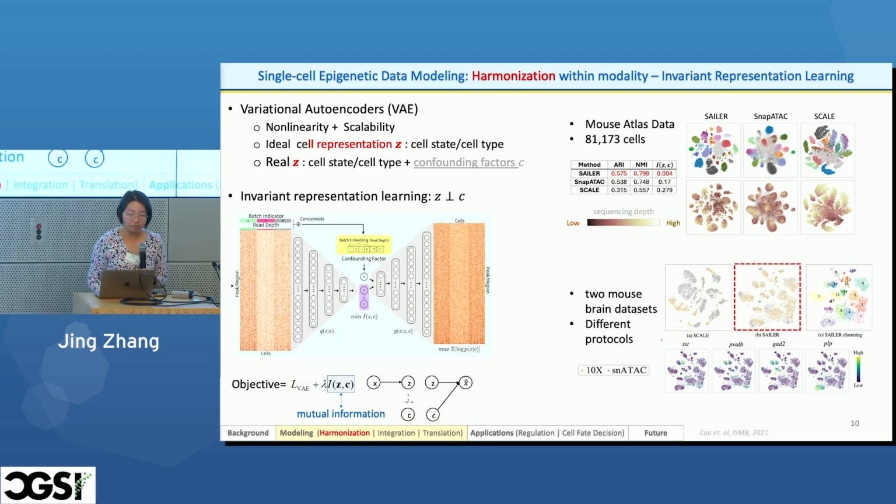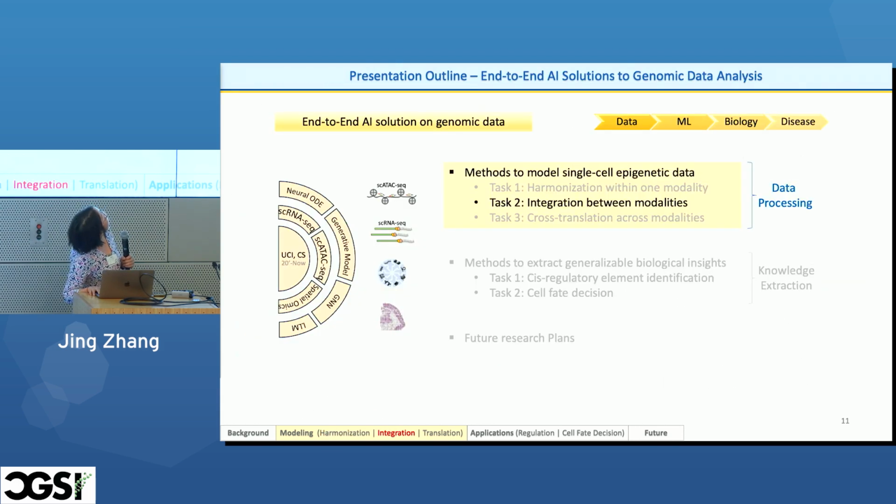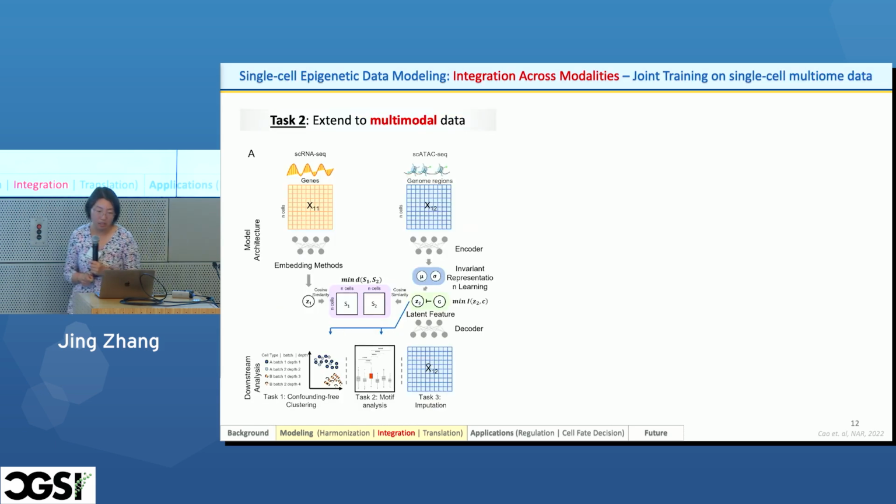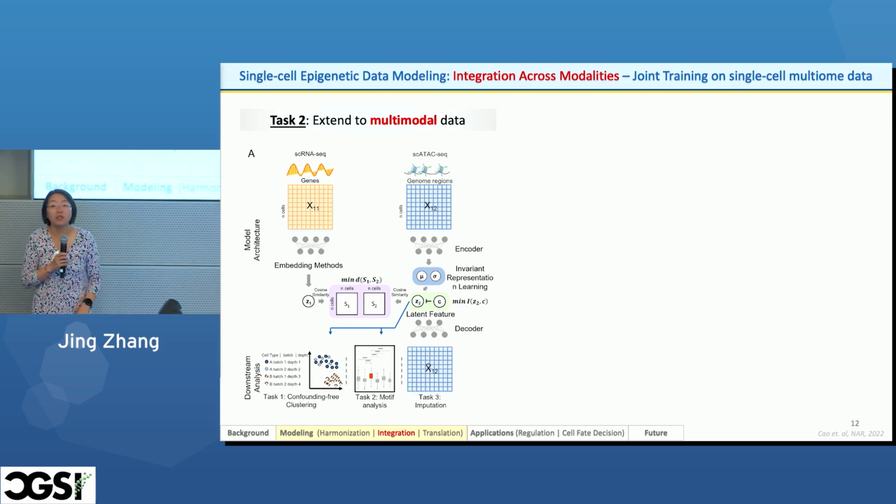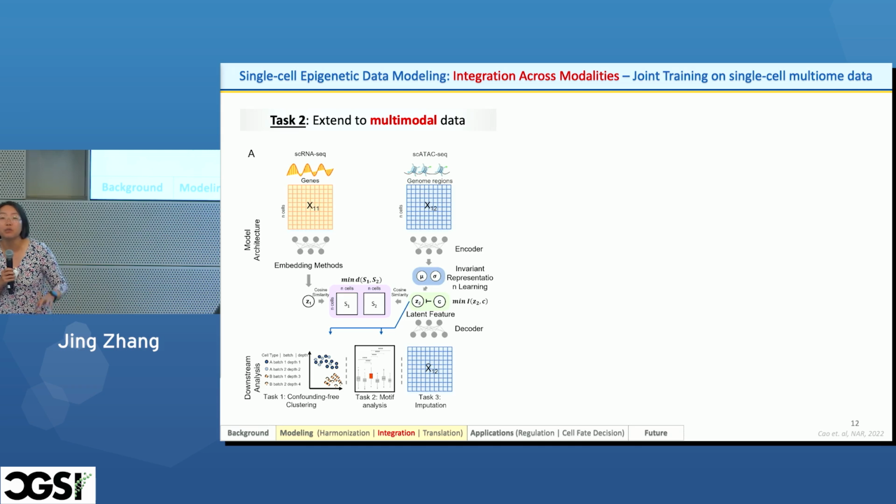And then in 2021, we started to work on single-cell multimodal data. That's because we know the ATAC data is not that effective at capturing different cell types. So our collaborators started to generate a lot of single-cell multimodal data. You will see, this is what we have. And we extended the variational autoencoders from one modality to two modalities.